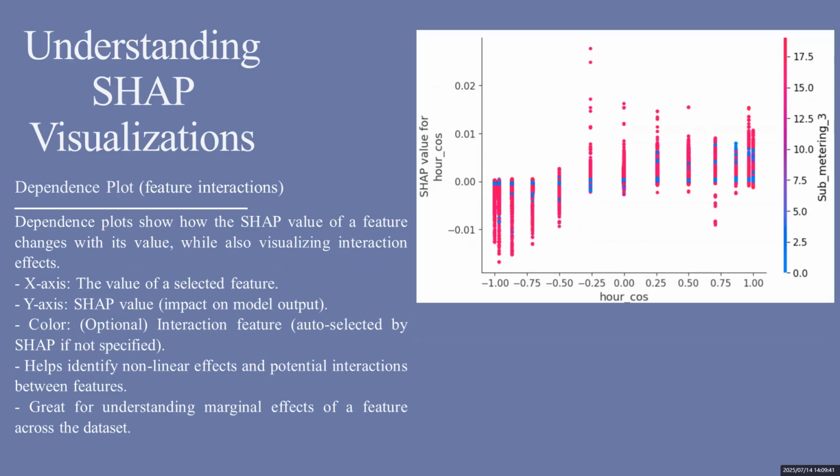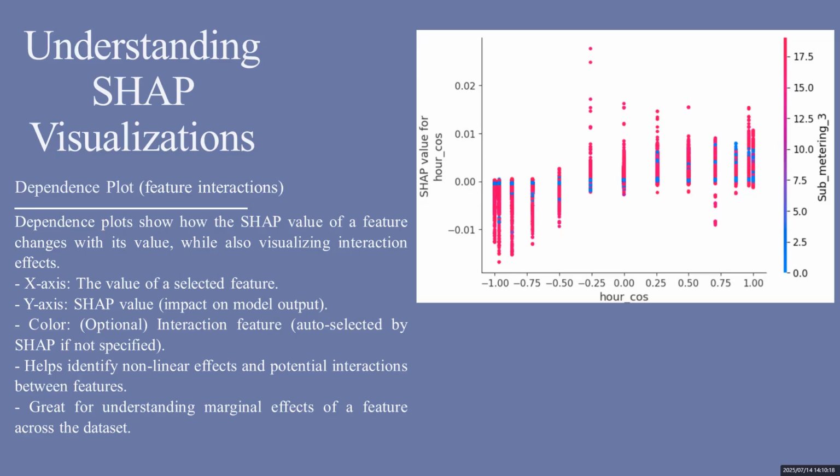hour_cosine. Number one, we could see the values of the selected feature on the x-axis, and on the y-axis the SHAP value, which is the impact on the model. It starts from minus 0.01 and then goes up to positive 0.02. We can also see the color interaction feature, which is auto selected by SHAP if we do not specify. So this is auto selected.